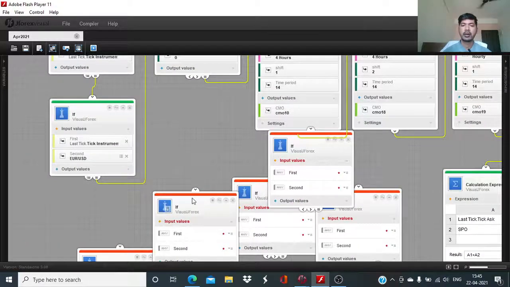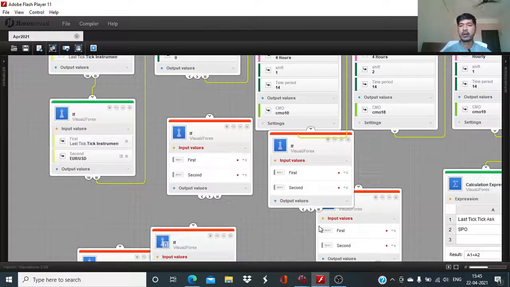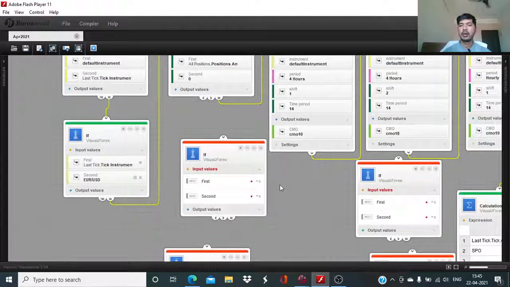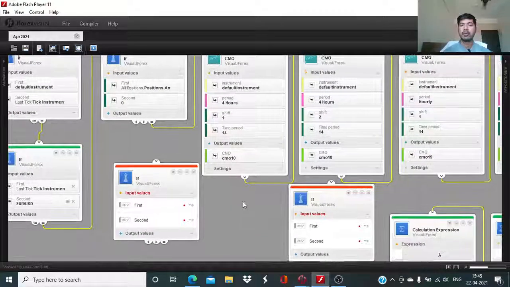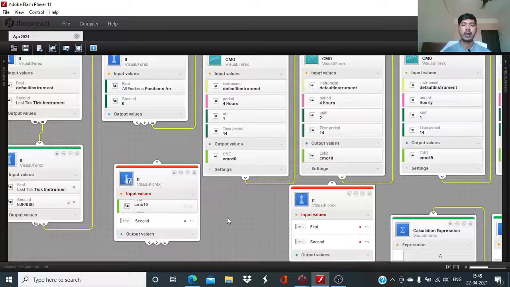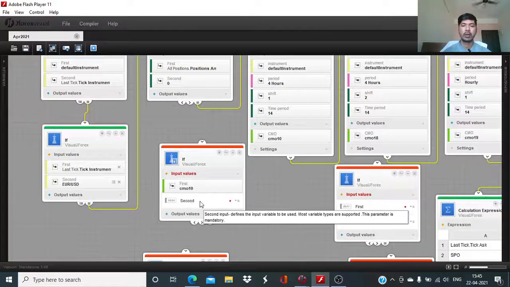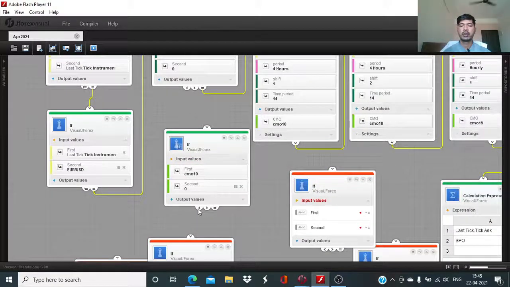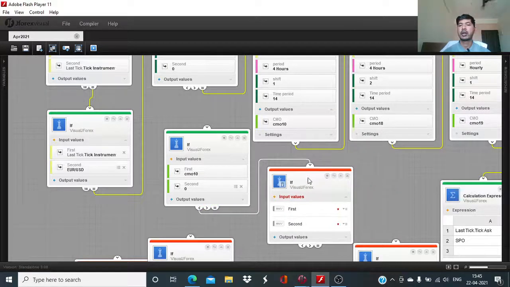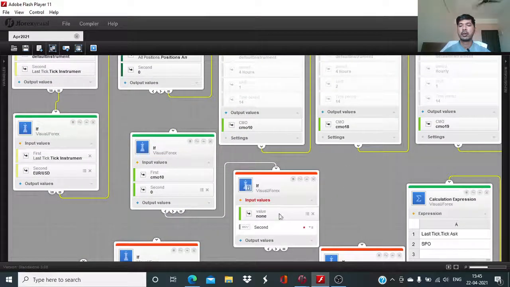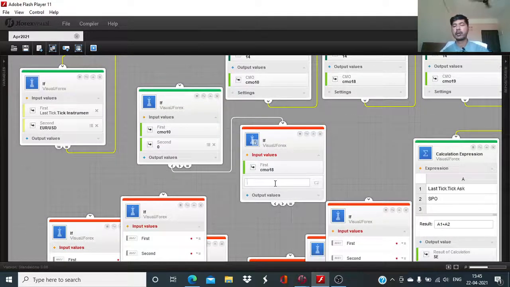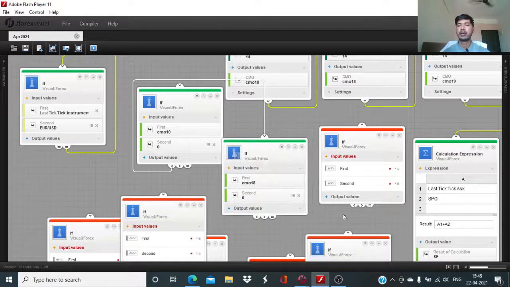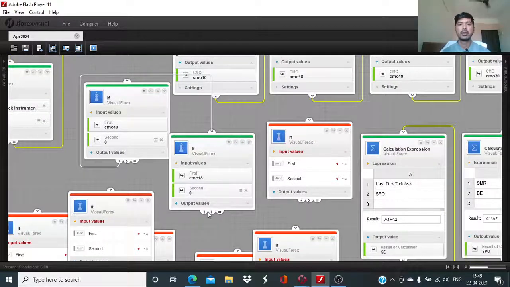And the conditions are fairly simple to understand, simple to define. All we need is the CMO value of 4 hours to be on decline and below 0. So first we will check whether it is below 0 or not, and it should be, that means first input is less than second input, then we will compare these values in between themselves.